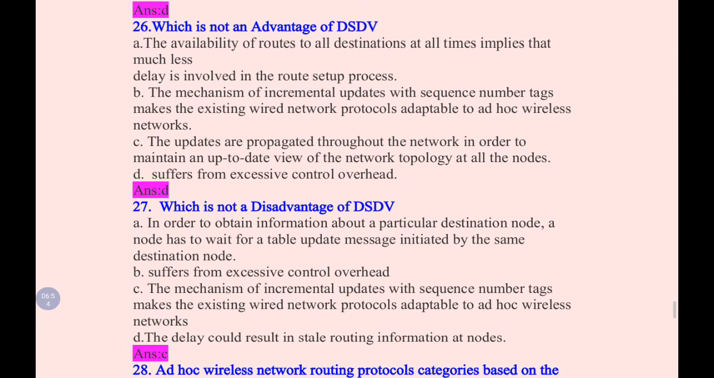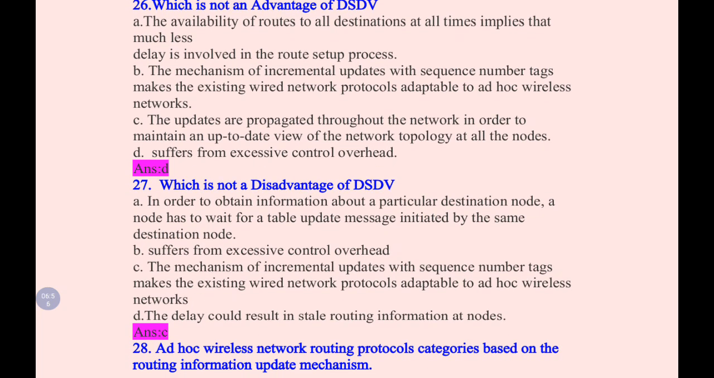And the next question, similar to the previous one, which is not a disadvantage. So you have to say that which is not a disadvantage of DSDV. In order to obtain information about a particular destination node, a node has to wait for table update message initiated by the same destination node. Because in DSDV that happens, table updation is necessary, and it suffers from excessive control overhead.